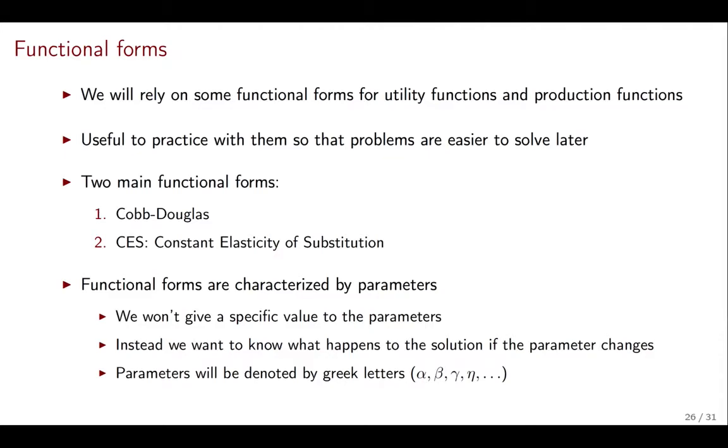Now, functional forms are characterized by parameters. We won't give specific values to these parameters. Instead, we want to know what happens to the solution if the parameter changes. Throughout the course, we're going to be denoting these parameters with Greek letters: alpha, beta, gamma, eta. Those are the ones on the screen. There are many others. I recommend that you check them out.